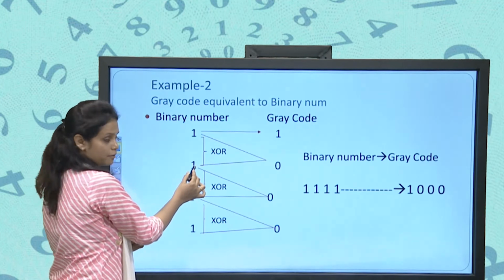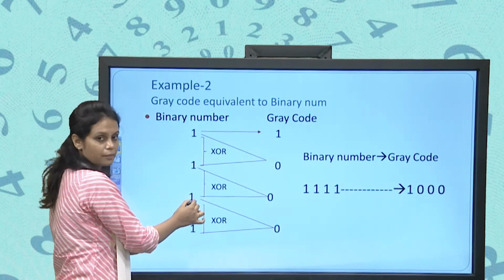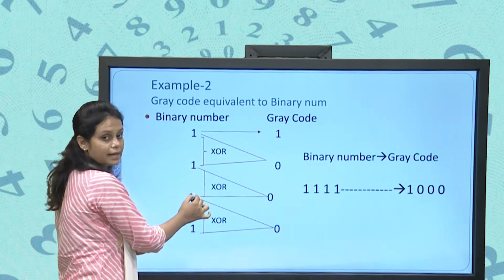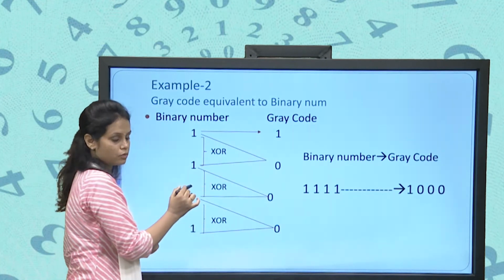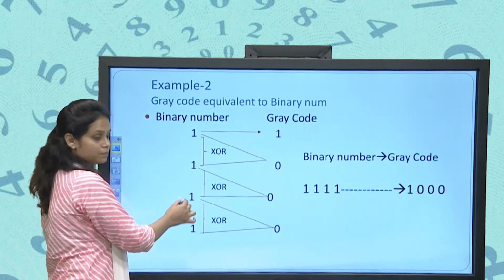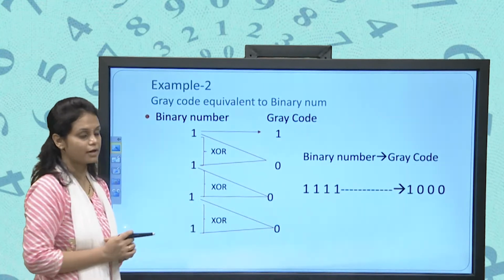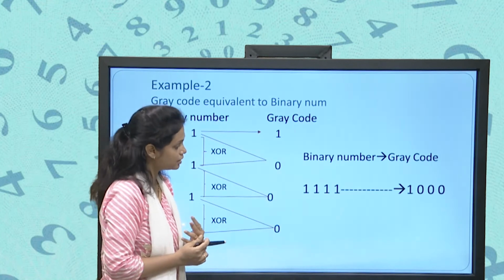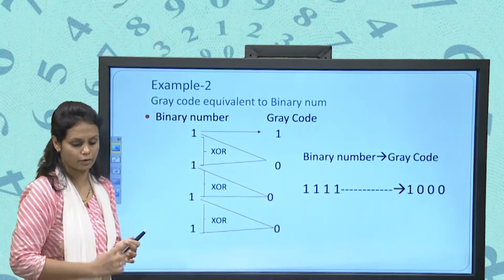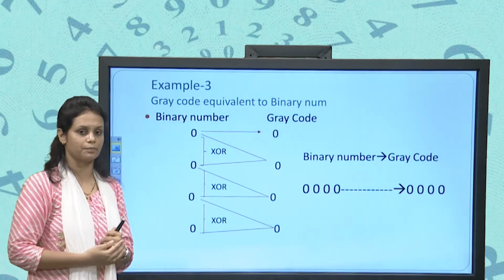Again we'll make the pair of the second and third bit. Again these 2 bits are same. So output of the Xor operation is 0, right? Again we'll make the pair of these last 2 bits and apply Xor operation. The output is 0. So our output of this binary number, that is the 1000, is the gray code. Fine. We'll see one more example.